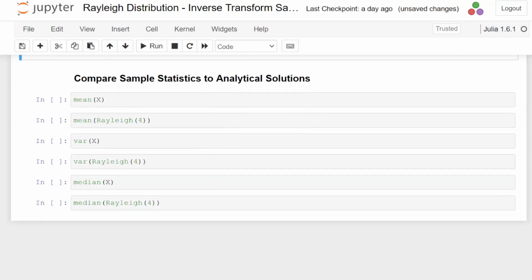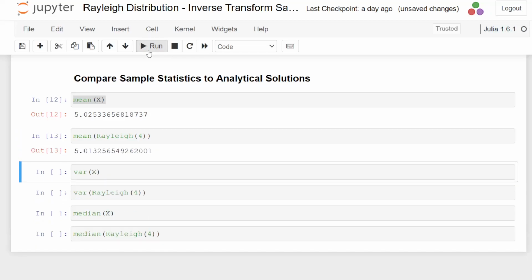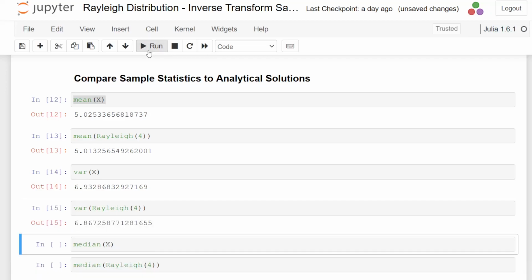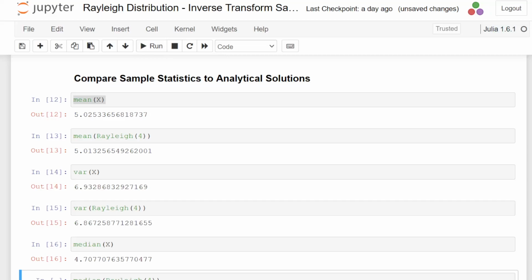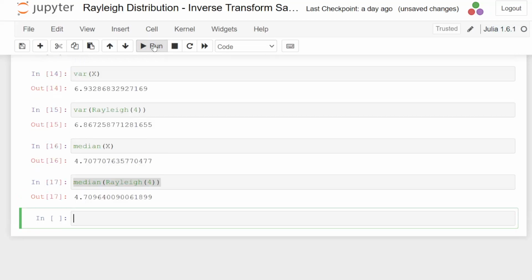What we can do is compare the sample statistics of x to the analytical solution. So the mean of our sample is 5.025. The analytical mean of the Rayleigh distribution, 5.01. The variance of the sample, 6.9328. The variance of the Rayleigh distribution with sigma equal 4, 6.86. Close enough. The median of the sample is 4.7077. And the analytical median of the Rayleigh distribution is 4.709. So I think we've done a good job. It matches up pretty well with how the Rayleigh distribution should work in practice.